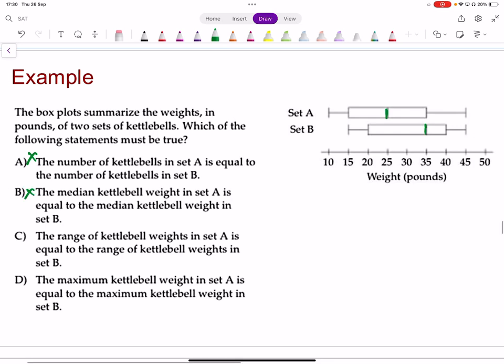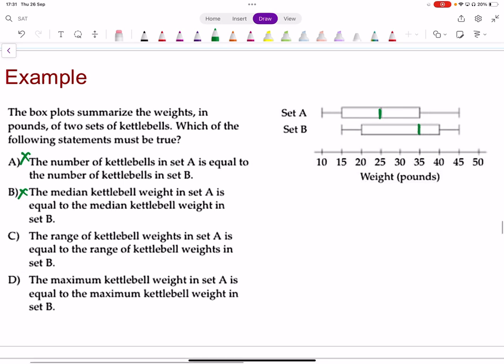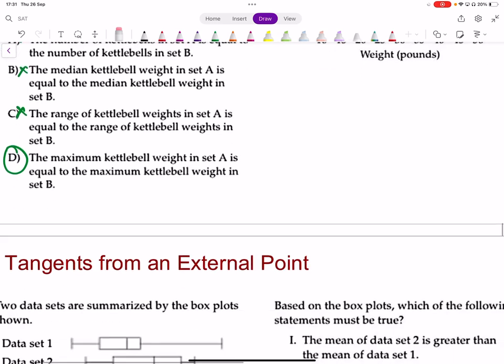The range in set A is equal to the range in set B. What's the range? Maximum minus minimum. That's not the case, right? That's also incorrect. That means D is going to be correct. Let's see what that is. The maximum weight in set A is equal to the maximum weight in set B. They're both equal, so that's correct. It's D. Okay? The maximum values are both the same.